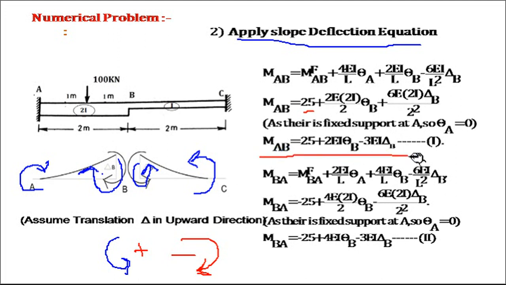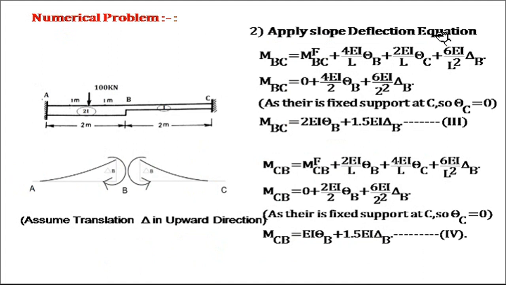for member AB. In the same way we apply the slope and deflection equation for member BA. Here also the value of delta is in the clockwise direction, so it is negative. Put in the value of fixed end moment, moment of inertia and length of the member as 2. We get the moment equation for member BA: 25 plus 4EI theta B minus EI delta B.